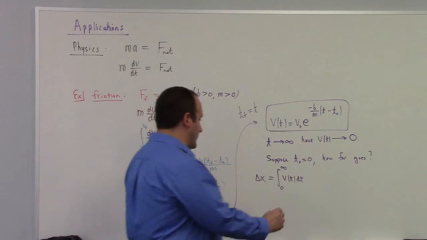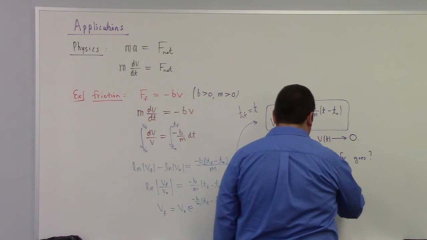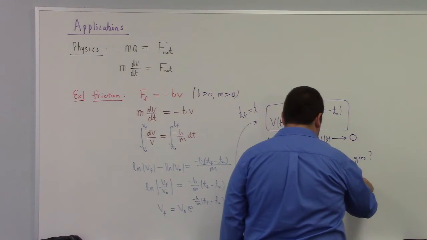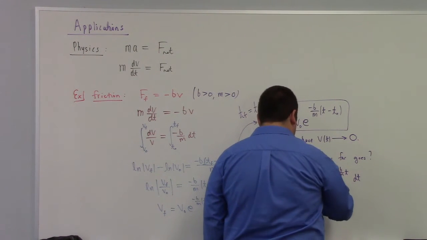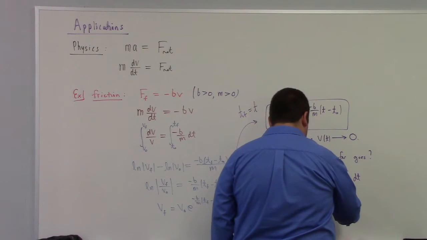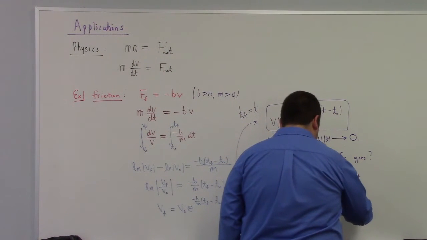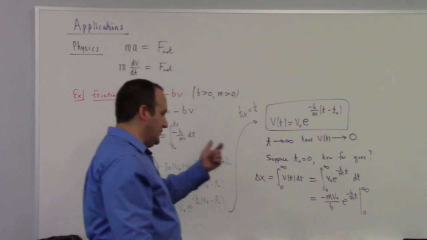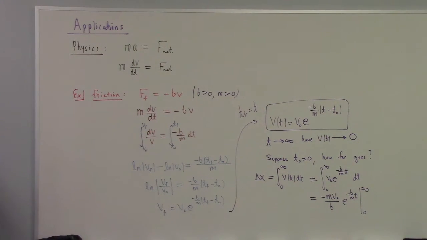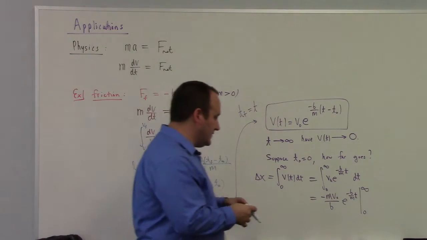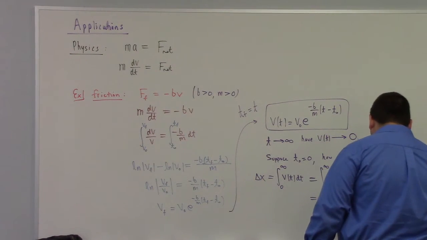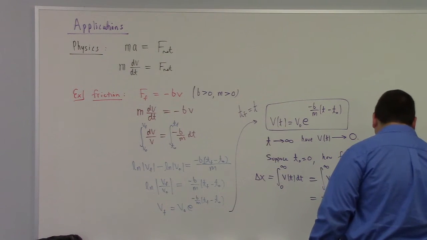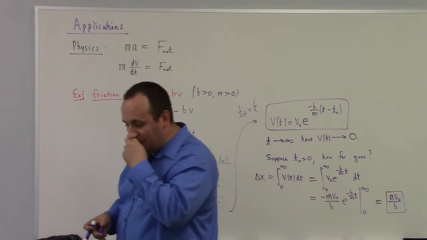I think we could actually do that, right? That's the integral of v naught e to the minus b over m t dt, which is minus m v naught over b e to the minus b over m t evaluated from 0 to infinity. That notation really means the limit as the upper bound goes to infinity. The upper bound gives exponential minus infinity again, which is 0. The lower bound's the only one that counts, so we get m v naught over b. That's how far it goes.